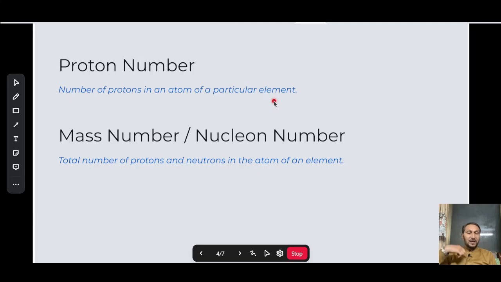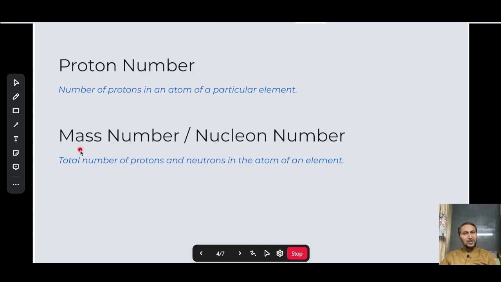If the proton number changes, the element changes, like the roll number. Students are identified by the roll number, similarly the elements are identified by their proton number. Every element has a specific proton number.